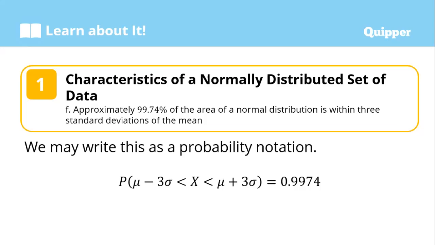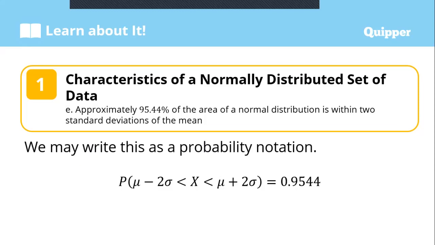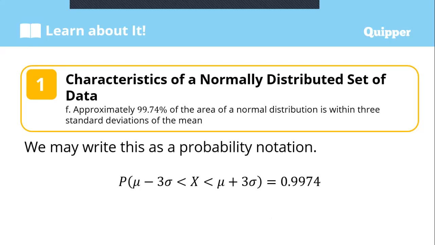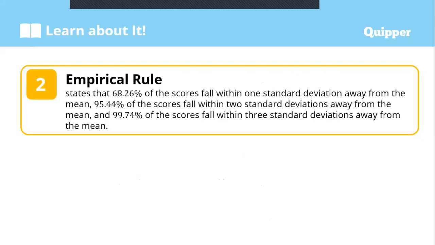So 99.70% becomes 0.9970. When converting percent to decimal, you move the decimal point 2 places to the left. Same with 95.44%: move 1, 2, so it becomes 0.9544. Always, when it's percent to decimal, move 2 places to the left. So 0.9974. Okay? Next, we have the empirical rule.